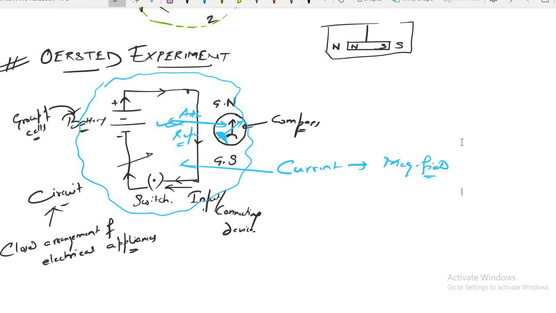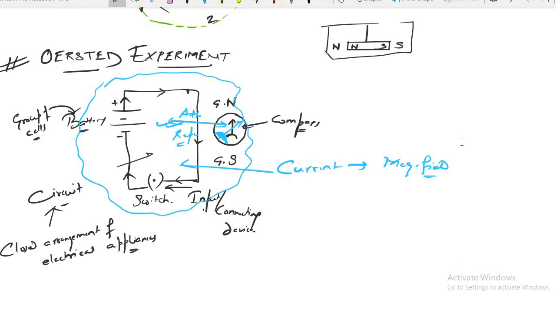So, if somebody asks you what is Oersted experiment, can you explain this? In Oersted experiment, we take a circuit in which current is flowing, we bring a compass near it, and the compass shows the deflection because the compass has entered the magnetic field of the current carrying circuit. That's why, due to attractive and repulsive force, the compass needle deflects. So this much is the Oersted experiment.